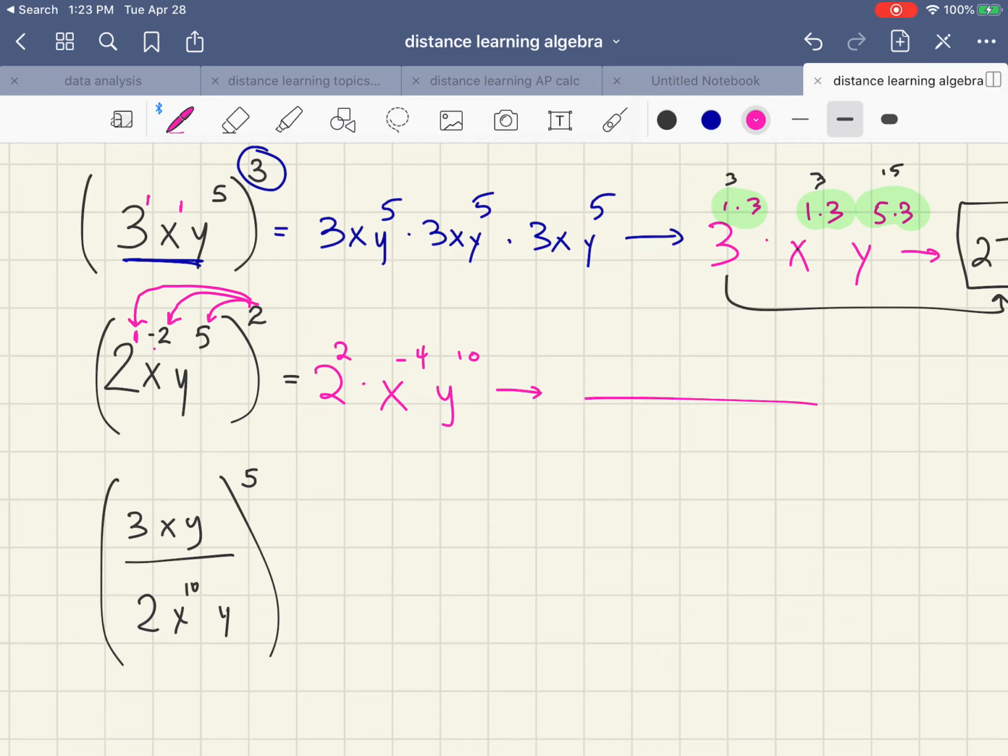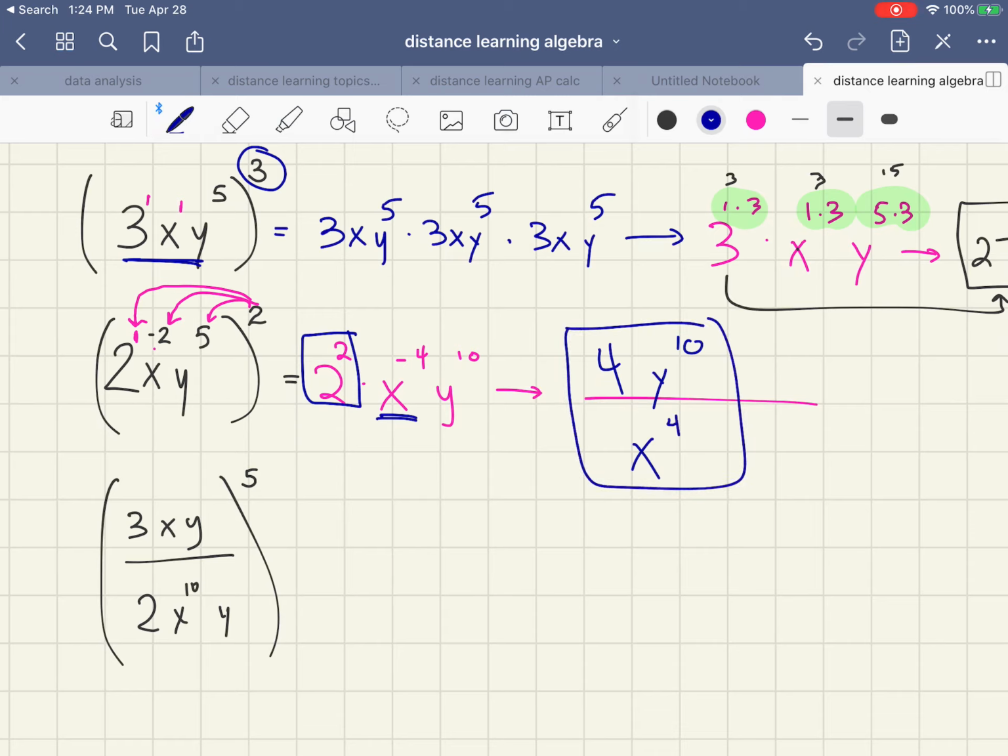Got 2 things to clean up here. I have a negative exponent, which means I will have a denominator. I'm going to take care of the 2 squared, which is 4. I'm going to leave the y to the 10th in the numerator, but this x to the -4 really should be x to the 4th in the denominator. There's my answer on that second one.